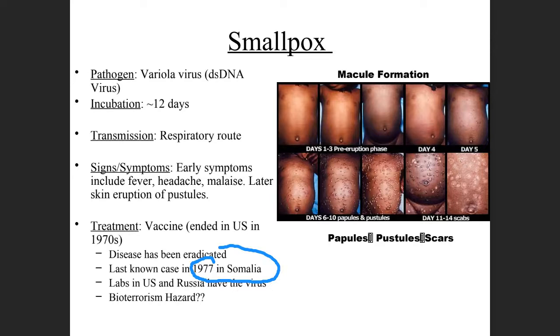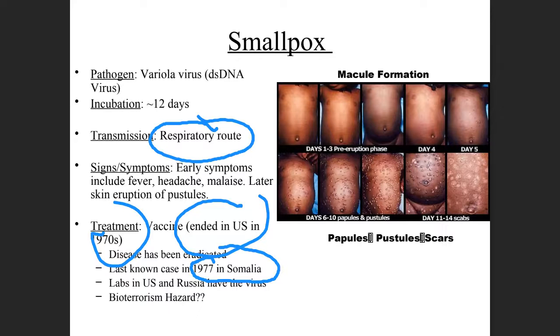Now, I think a lot of other countries still do vaccinate against smallpox, but we ended the vaccine in the United States back in the 1970s because we don't see it anymore. But smallpox had to be vaccinated against because it can spread very quickly and infect a lot of people and cause death. Or if a person doesn't die from it, they can be left with very intense scarring on their skin. So the smallpox virus is primarily transmitted through the respiratory route.